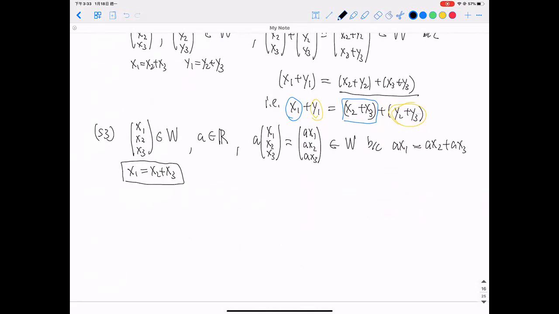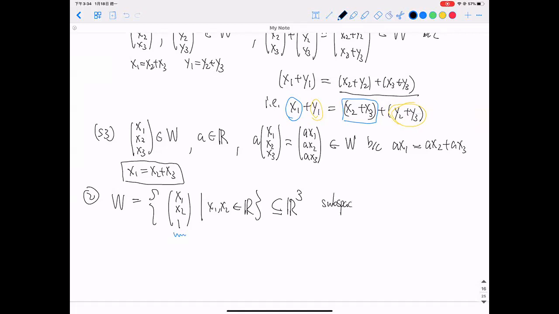Now let's look at some other examples. So W, again, is a subset of R3 consisting of triples like that. And the special thing about this triple is that its last entry is always 1.